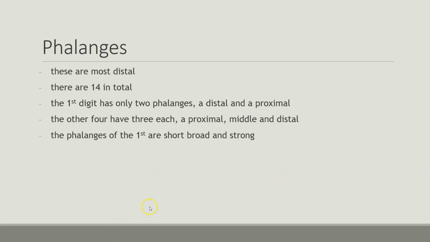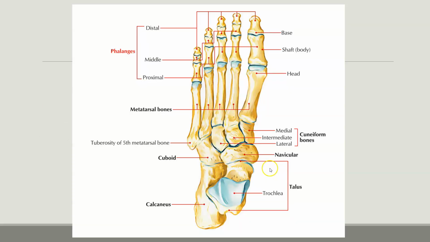The phalanges are the most distal. There are 14 in total. Just like in the hand, the first digit has only 2 phalanges, a distal and a proximal. The other 4 have 3 each, a proximal, a middle, and a distal. The phalanges of the first are short and strong. So yes, you have both pips and dips in your hand and in your foot.